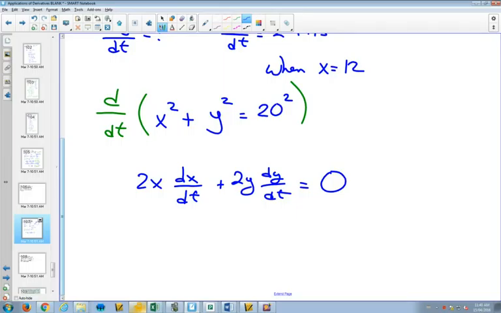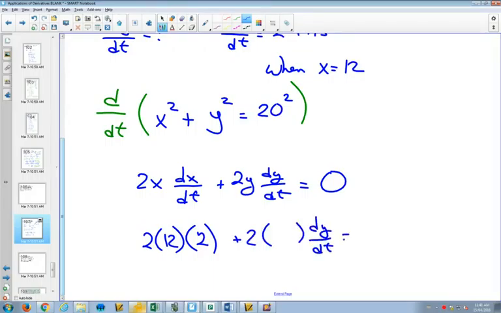So notice here, what do we want to find? We want to find dy/dt. Do we know x? Yes, when x is 12. Do we know dx/dt? Yes. That was moving at 2 feet per second. But we don't know y, and we want to find dy/dt. So in order to find dy/dt, we do need to have a number in there for y.